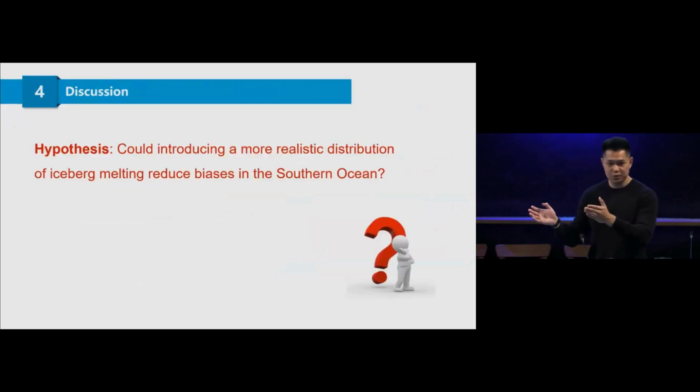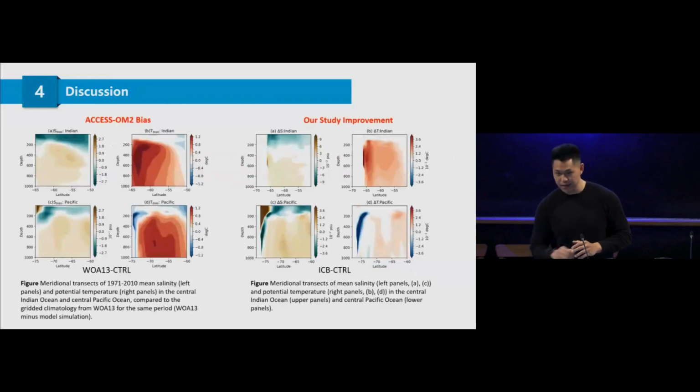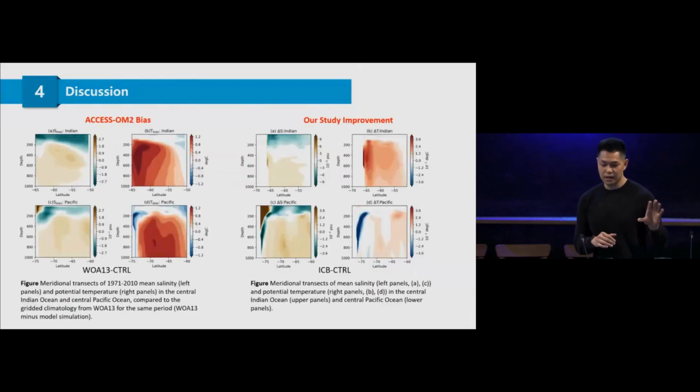All right, let's go back to the hypothesis, with a few figures I show. Could introducing a more realistic distribution of icebergs reduce the bias in the Southern Ocean? The quick answer is yes. Here, the left side shows the existing bias, and the right side shows our model improvement. To keep it consistent, the left shows the WA13 minus control run. Again, this is the mean state, and the right shows iceberg minus control run.